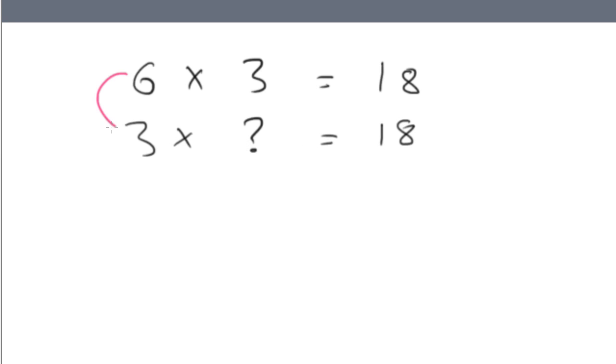6 times 3 equals 18, and 3 times something equals 18. So what's the missing number? Again, you look at the first digit and say, to go from 6 to 3, I've divided by 2. Because I've divided by 2 on this side, I'm going to do the opposite. I'm going to times by 2. So 3 times 2 is 6. So the missing number is 6.